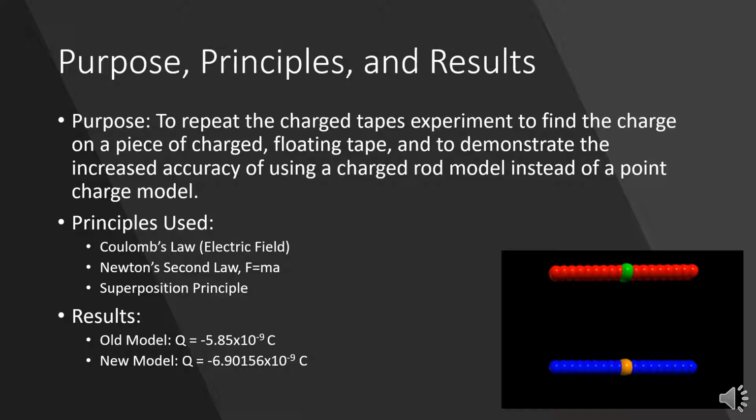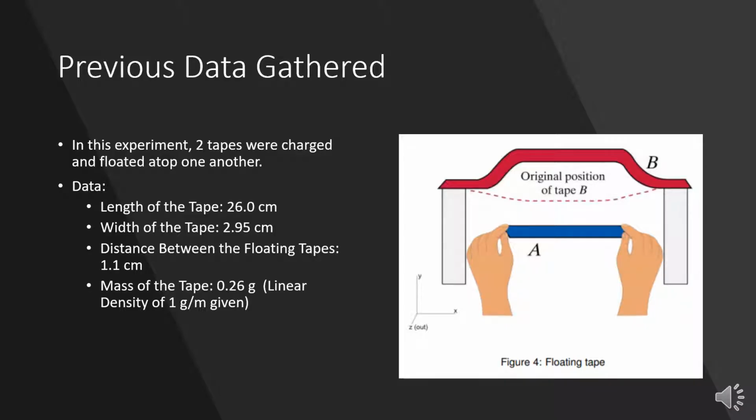The results from both Lab 1 and this lab can be seen here, with a new calculated charge value of negative 6.90156 times 10 to the negative 9th coulombs for the floating tape. To recap, the setup for the experiment is shown here, with two charged tapes that were created by pulling pieces of tape apart and saving the top charged pieces to float them above one another. The data gathered from the experiment is recorded here.